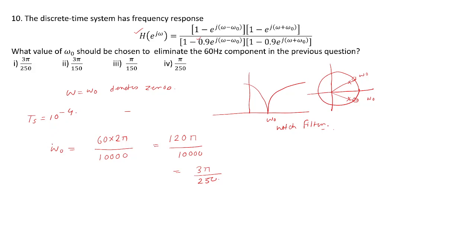So we know the relation between the discrete frequency and continuous time frequency. We want to remove the 60 Hz component, so the corresponding analog frequency is going to be 2 pi times 60. The corresponding discrete frequency omega naught is equal to capital Omega times Ts. We calculate the values, we get the answer 3 pi over 250. So therefore the first one is the correct answer.